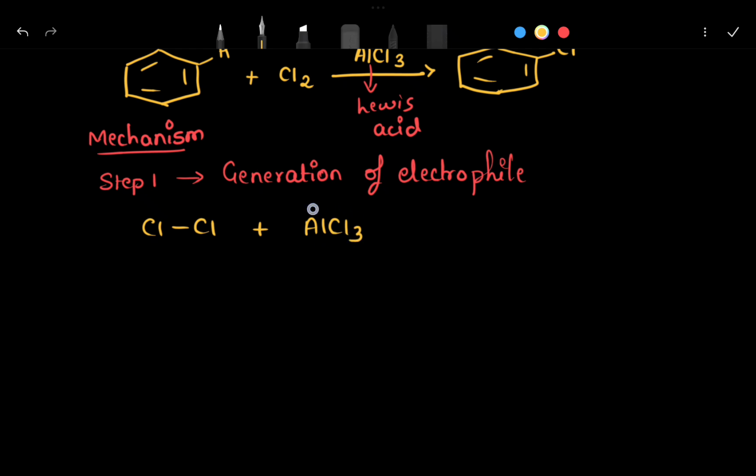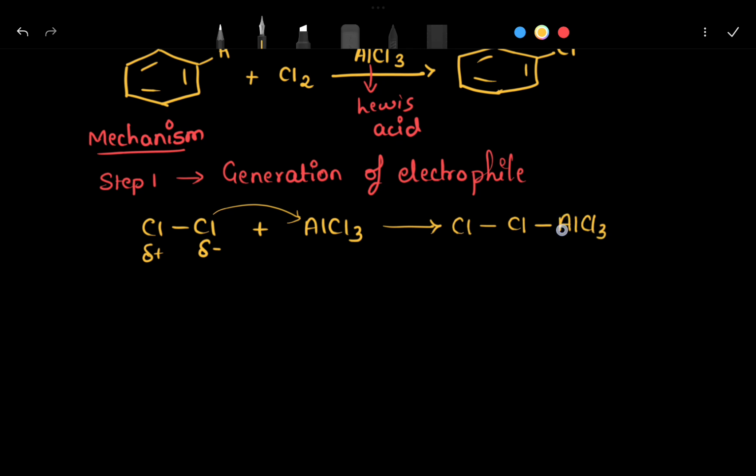So due to the presence of this electron deficient species, what will happen? A partial charge will be developed on these chlorines, where one will be delta negative and the other delta positive. And this delta negative will donate its electrons to the vacant orbital of aluminum. So then what we get? Cl, and this chlorine has donated its electrons to Al. So a bond between chlorine and aluminum will be formed.